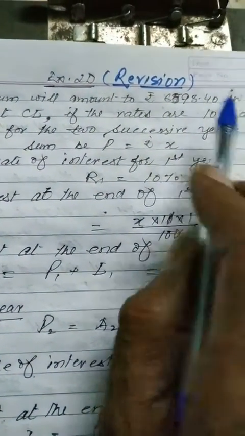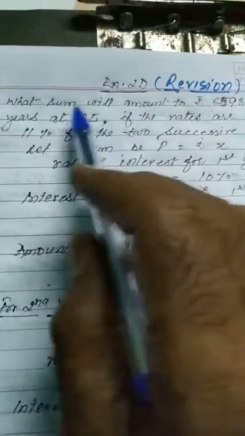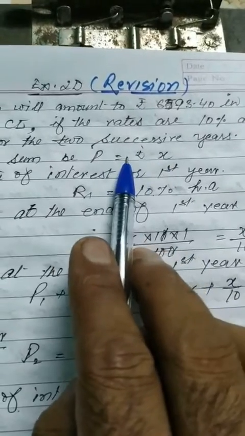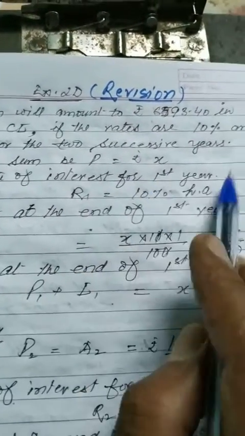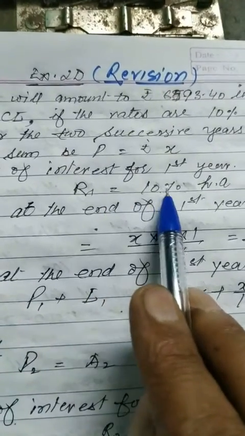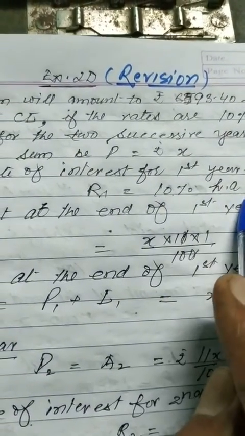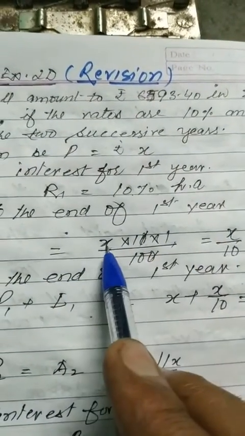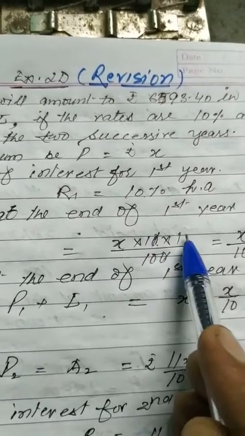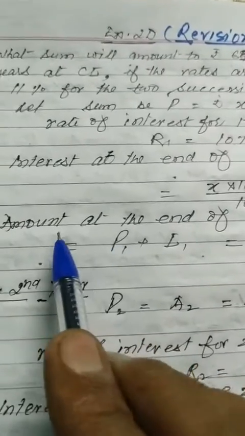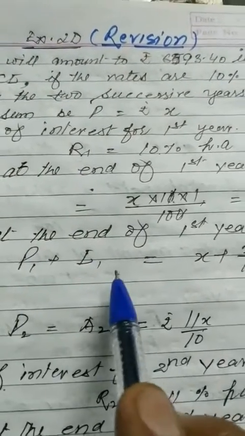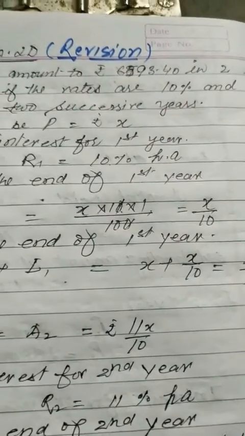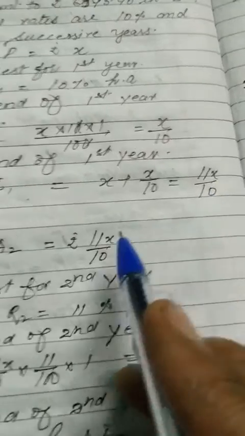Amount is given here, but we have to find the principal. Let the sum be equal to x rupees. Rate of interest for the first year, R1 equal to 10% per annum. Interest at the end of the first year, P into R into T, is x multiplied by 10 multiplied by 1 over 100, that is x over 10. Amount at the end of the first year, P1 plus I1 equal to x plus x over 10 equal to 11x over 10.